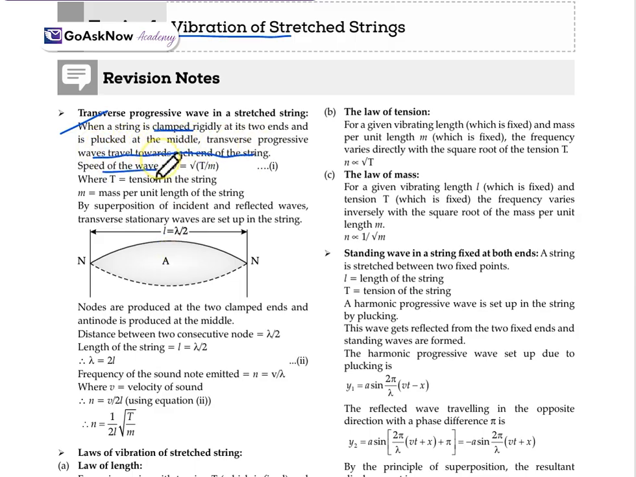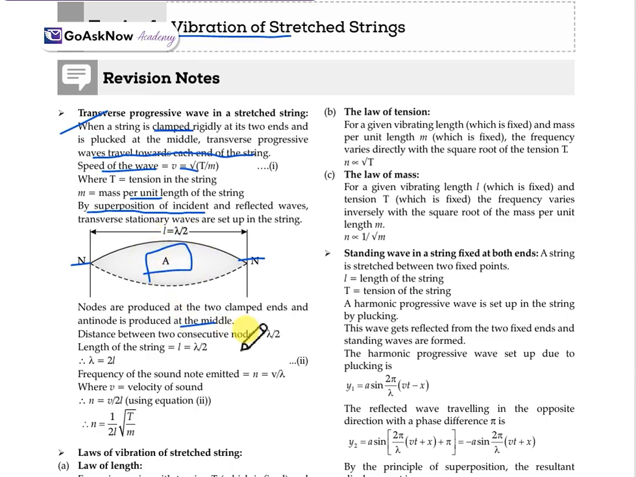Here the speed of the wave will be v equals square root of T upon m, where T is the tension and m is the mass per unit length. By the superposition of the incident and the reflected wave, transverse stationary waves are set up in the string. Here nodes are produced at the two clamped ends, and an antinode is produced in the middle.